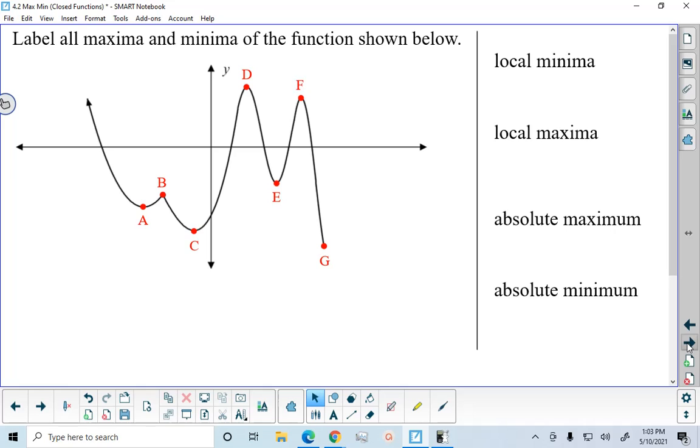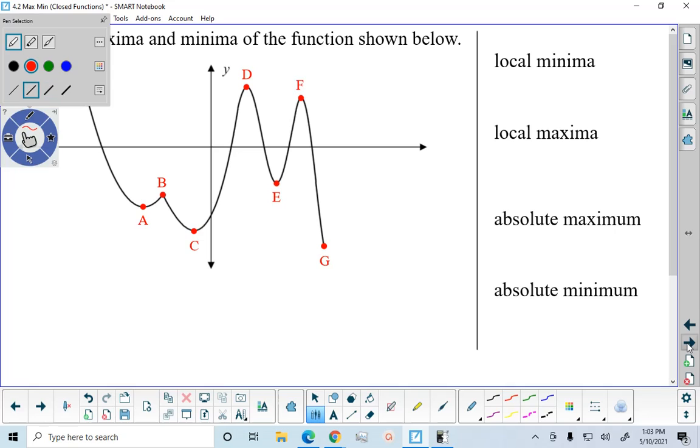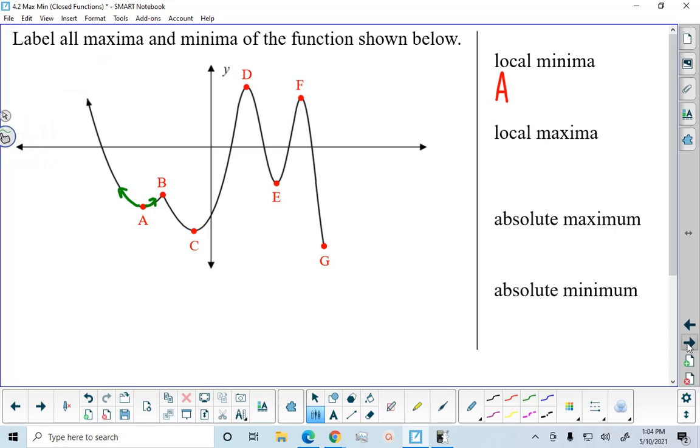local minima. So which of these points is considered a minimum value of the function? Well, point A is. A is a local minimum. Why is A a local minimum? Because it's basically at the bottom of a curve. When you take a look at the region to the left of A and the region immediately to the right of A, the graph is higher than it is at A. So point A is called a minimum value of the function.